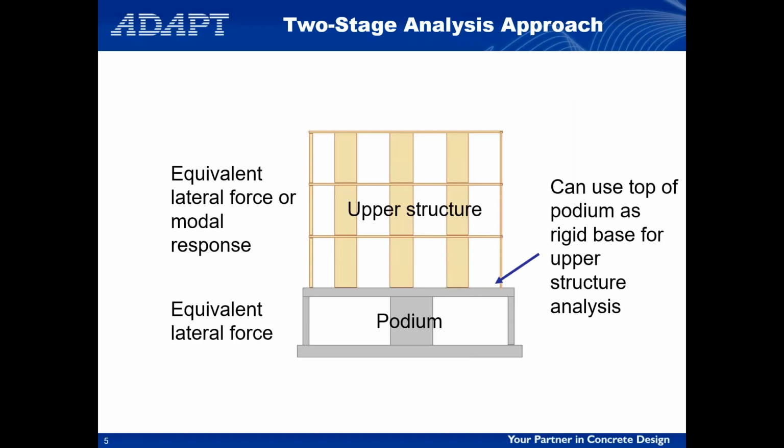So looking at an idealized structure, another part of the underlying assumption that we're going to make today is that the codes say that for the upper structure, depending on what type it is, you can either choose to analyze it using an equivalent lateral force or modal response. But in all cases, we can use the equivalent lateral force approach for the podium. And this is for a single level or, let's say, 2 or 3 level podium. So that's really what we're going to be focusing on, the equivalent lateral force approach for the podium and concrete structure.